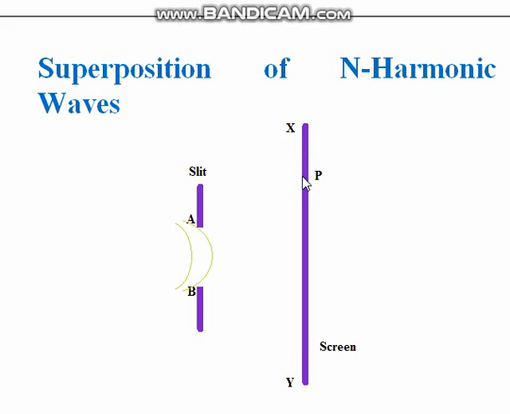This is the situation of diffraction, and the secondary wavelets which are collected at point P give some intensity, or some pattern, at point P. So what is the expression for the resultant amplitude at point P due to the superposition of small n harmonic waves coming from the slit at a particular angle? This is the question.